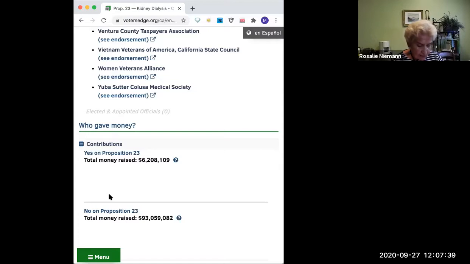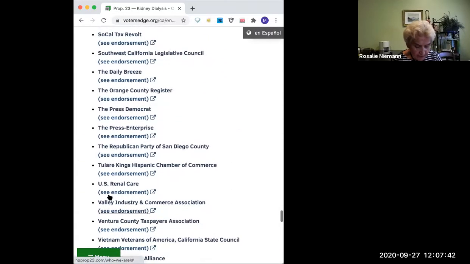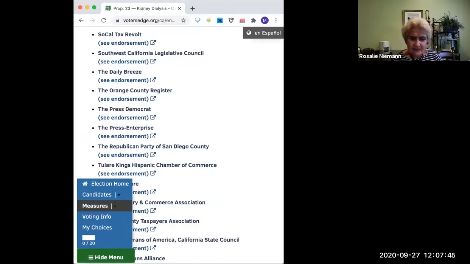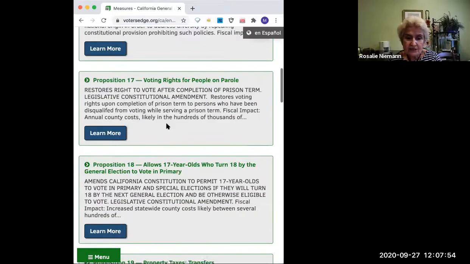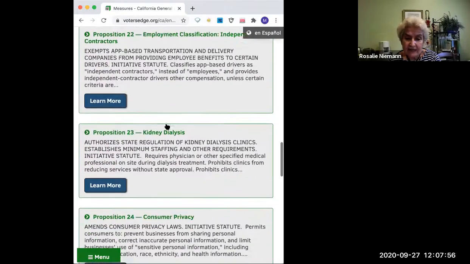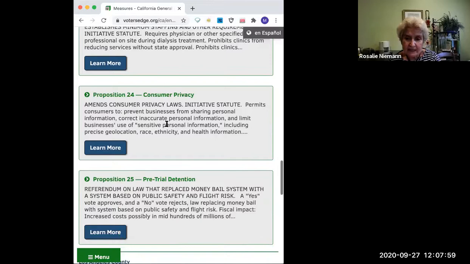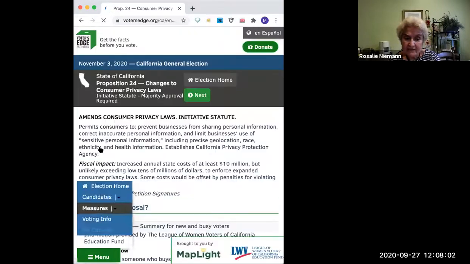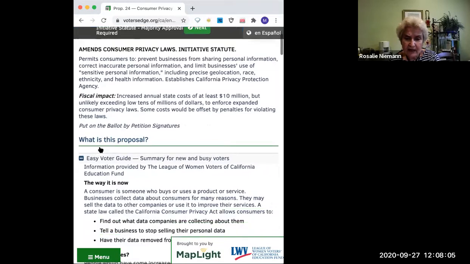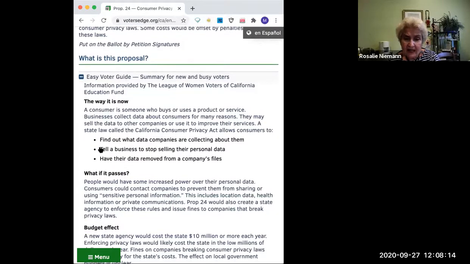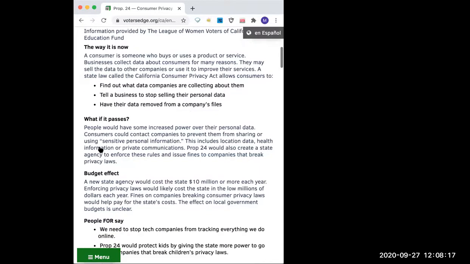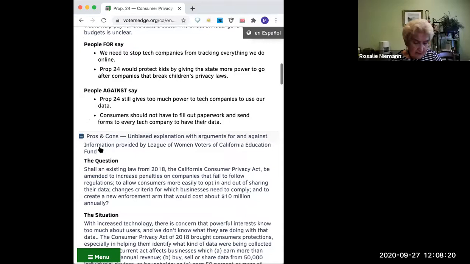And then let's go to Proposition 24. Hope you're taking notes. This is a lot of work, and these are not easy issues to think about, are they? Prop 24 amends consumer privacy laws. The question is, shall an existing law from 2018, the California Consumer Privacy Act, be amended to increase penalties on companies that fail to follow regulations to allow consumers more easily to opt in and out of sharing their data, changes criteria for which businesses need to comply, and to create a new enforcement arm that would cost about $10 million annually?